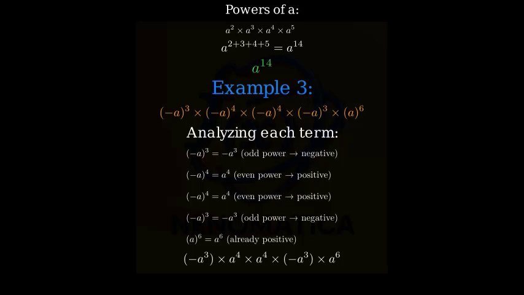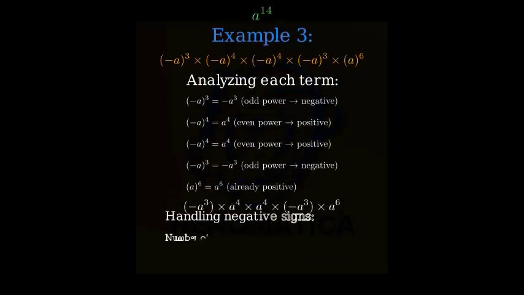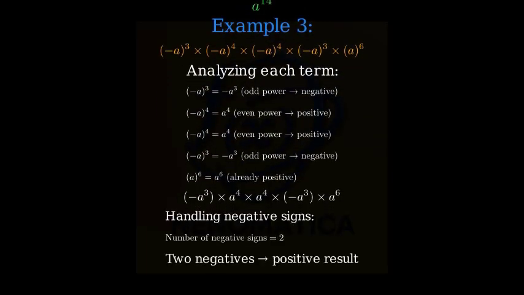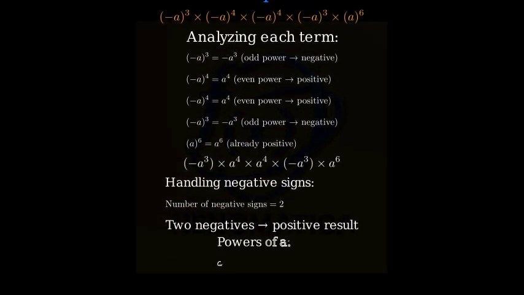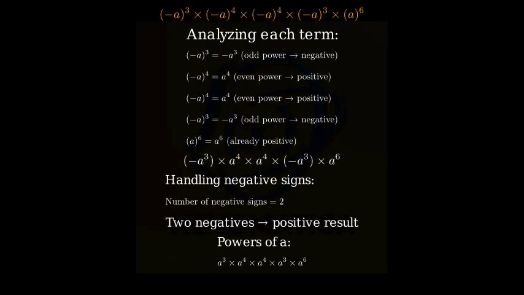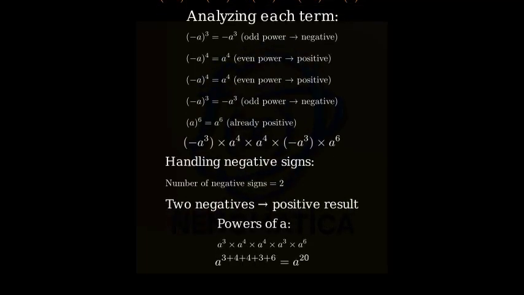Now, we need to handle the negative signs. We have 2 negative signs in our expression, and since 2 negatives multiply to give a positive, the overall sign will be positive. Let's focus on the powers of a. We have a cubed, a to the fourth again, a cubed again, and a to the sixth. Using the product rule for exponents, we add all these exponents. 3 plus 4 plus 4 plus 3 plus 6 equals 20. So our final answer is a to the power of 20.